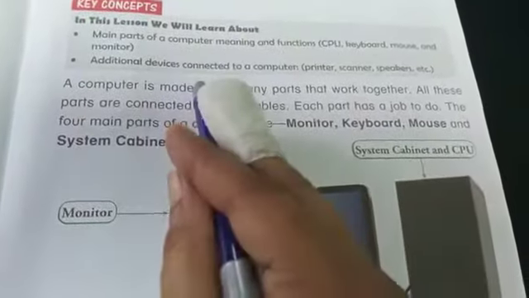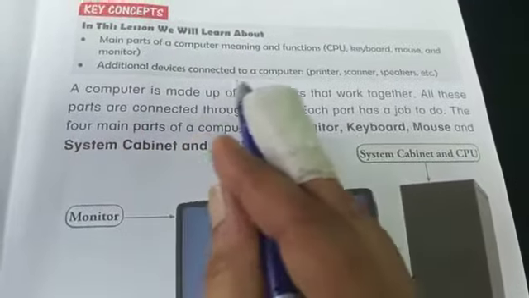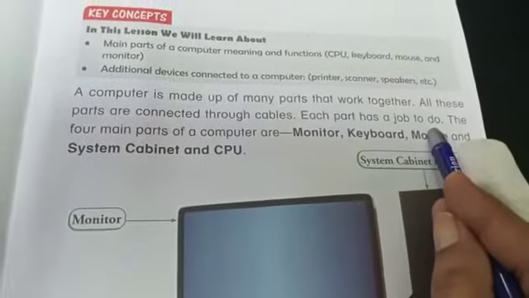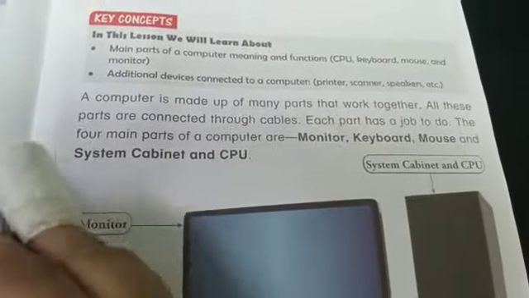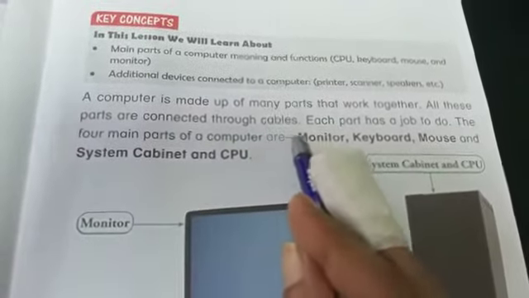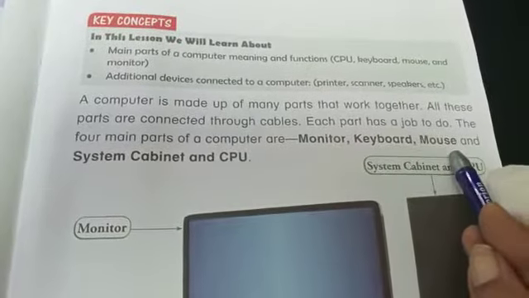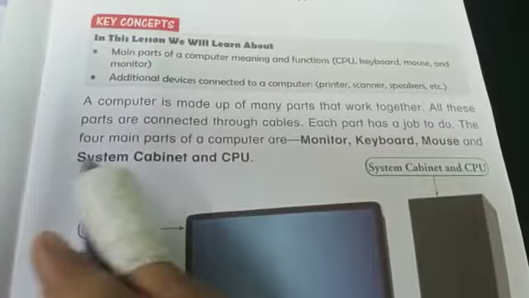Each computer part has a different job to do, different works. The four main parts of a computer are monitor, keyboard, mouse, and system cabinet and CPU.